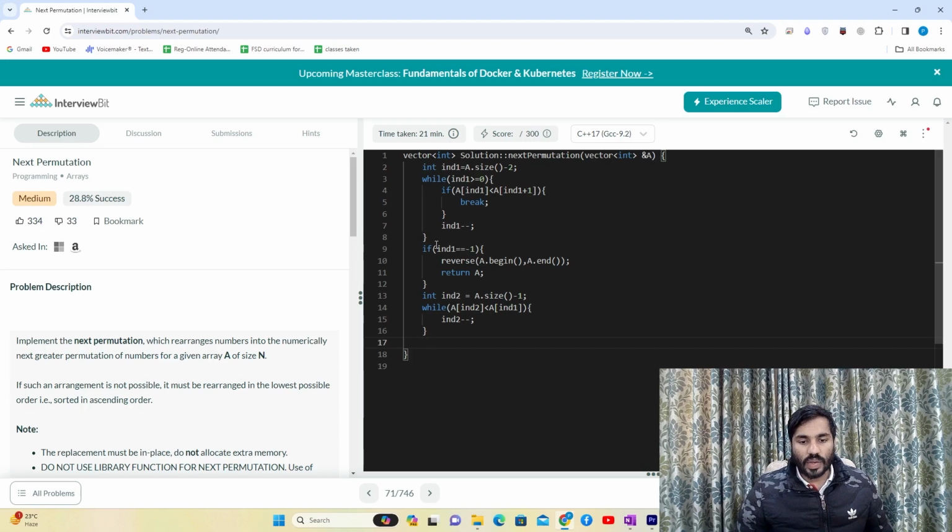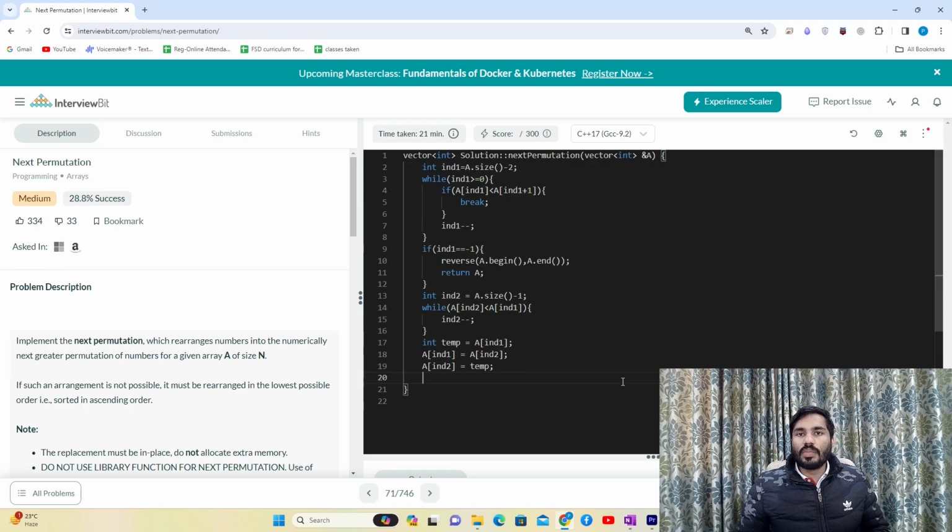As soon as we are done with it, what is the next step that we have to do? We have to swap these two. So I'll use an extra variable to swap them. So I have taken this temp variable and I'll swap these two values. So now we have swapped the two numbers. Now what do we have to do? We just have to reverse everything to the right of the index 1 and we'll have our answer.